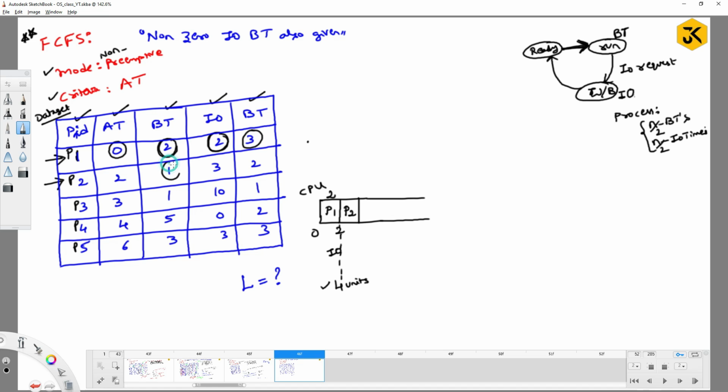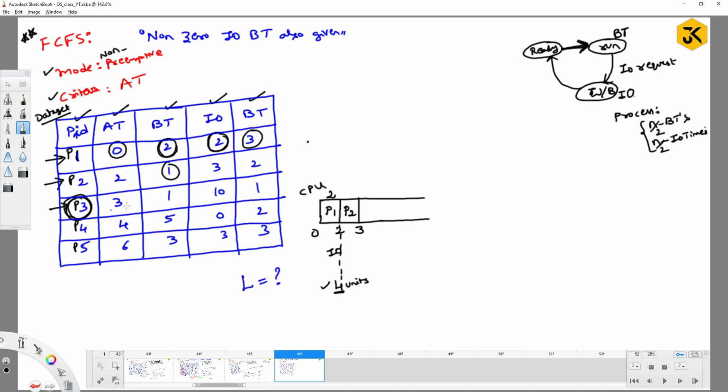For how much time? 1 unit. That will be 3. Is there any process which is readily available at 3 units of time? Yes, P3 is available. At the same time, is there any process which comes back after completion of IO? No. It is available after 4 units.